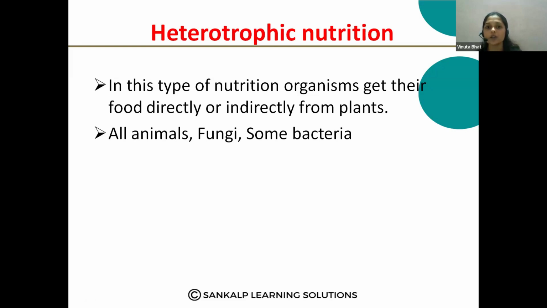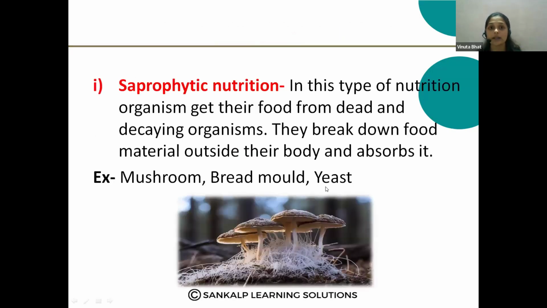Okay, in heterotrophic nutrition again, there is a type called saprophytic nutrition. So here, how do the organisms obtain their food? They break down the food material outside their body. Just imagine, in human beings, we take the food inside, and the breakdown of the food material and the nutrients takes place inside our body.